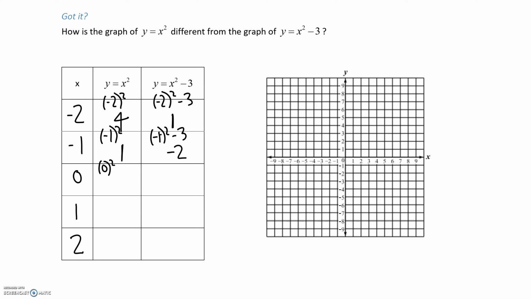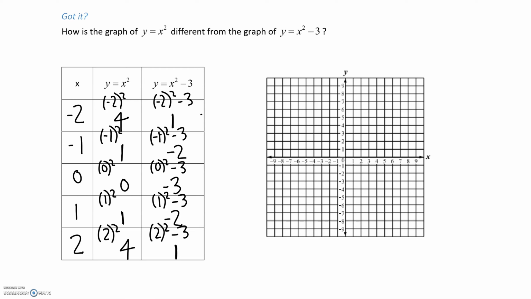If we do 0 squared, that's just going to give us 0. And 0 squared minus 3 is going to give us a -3. If we do 1 squared, that's going to give us a +1. And 1 squared minus 3 is going to give us 1 minus 3 again, which is just -2. And if we do 2 squared, that's going to give us 4. And 2 squared minus 3 is going to give us that +1 again. So our -2 and +2 should be the same. And our -1 and 1 should be the same.